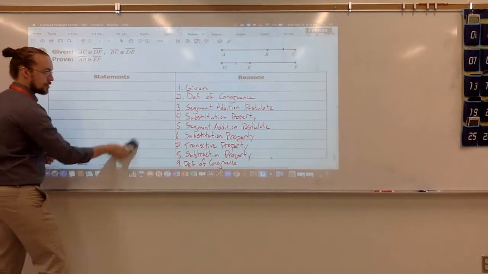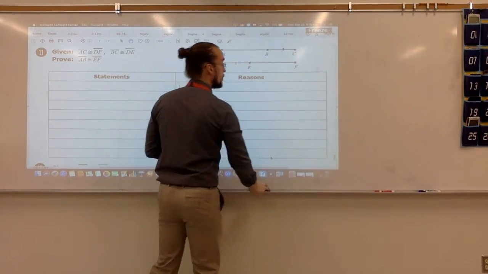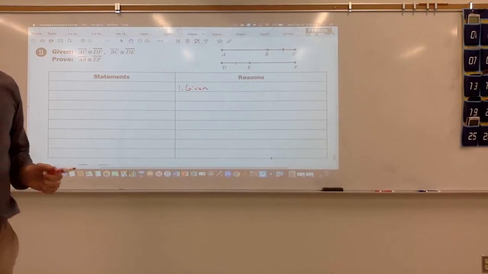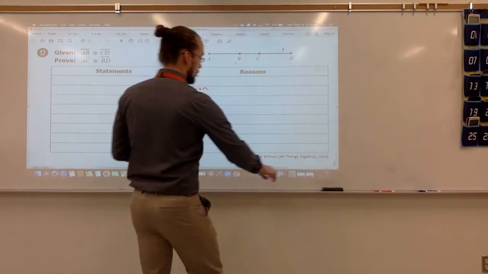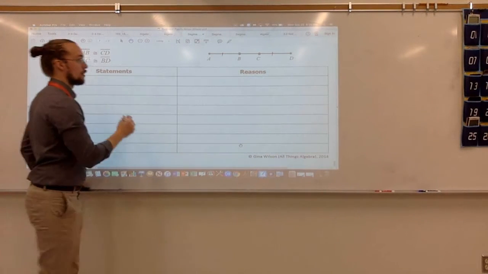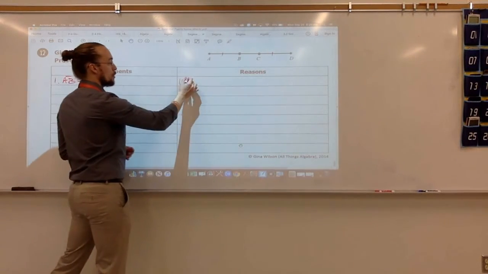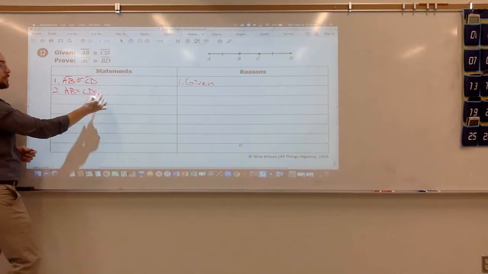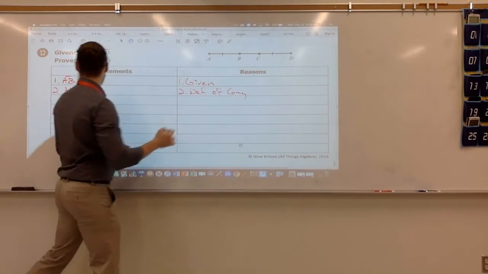All right, so again, there's multiple ways to go through these, but our first line is going to be the given information. We're given that AB and CD are congruent. That's all I know. Those two pieces are congruent. So then I can say that those lengths are equal, AB and CD are equal. So that would be definition of congruence.